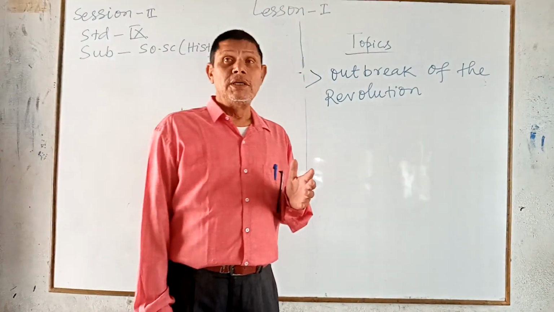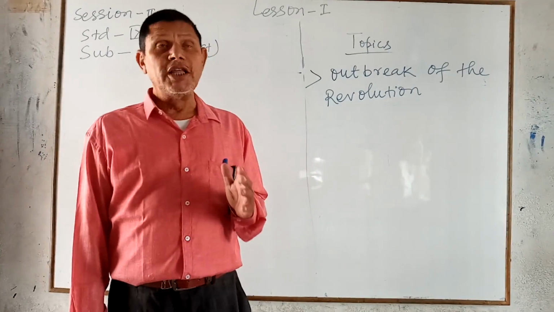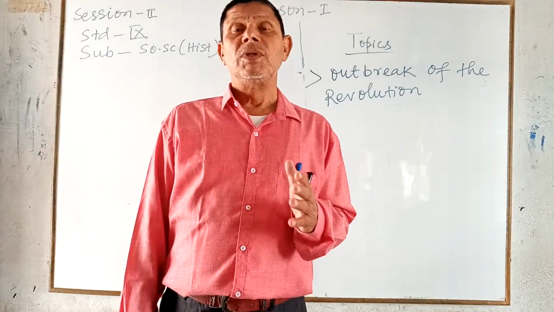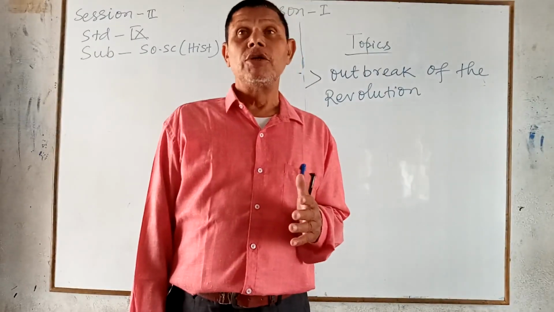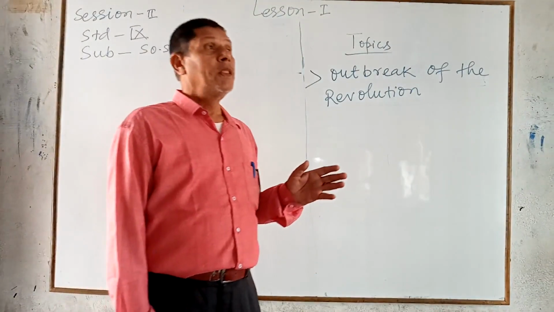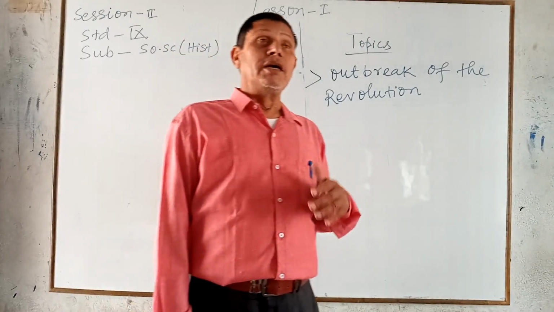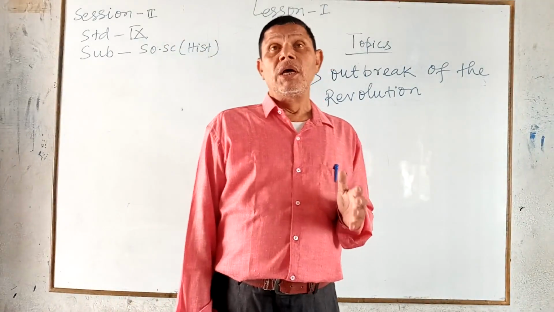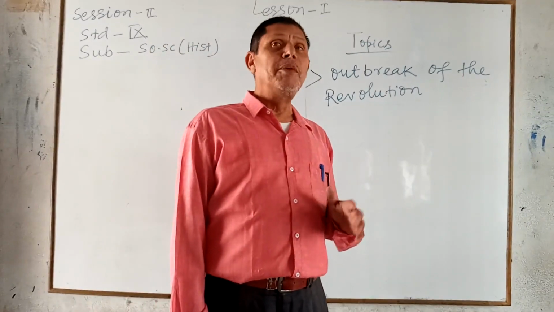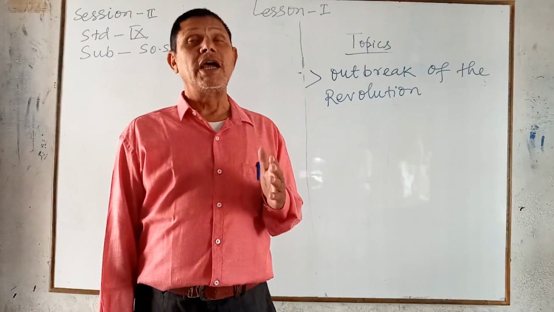Here, the group killed the king's guard and held the king hostage for several hours. Now, the National Assembly granted the right to vote to all the men of 21 years and above.